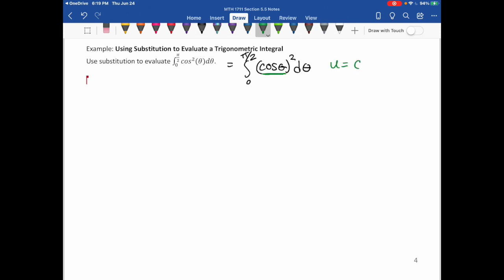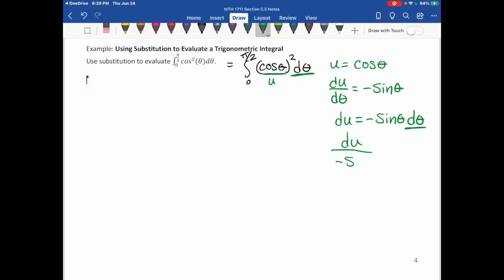And the reason why I did that is I noticed that I have this inner function in here. So I'm going to let u be cosine theta. When I take the derivative of u with respect to theta, I get negative sine theta. And then when I multiply both sides by d theta, I get this. So I have already figured out how to substitute cosine theta. This would be my u, but I need to figure out what to substitute for d theta.